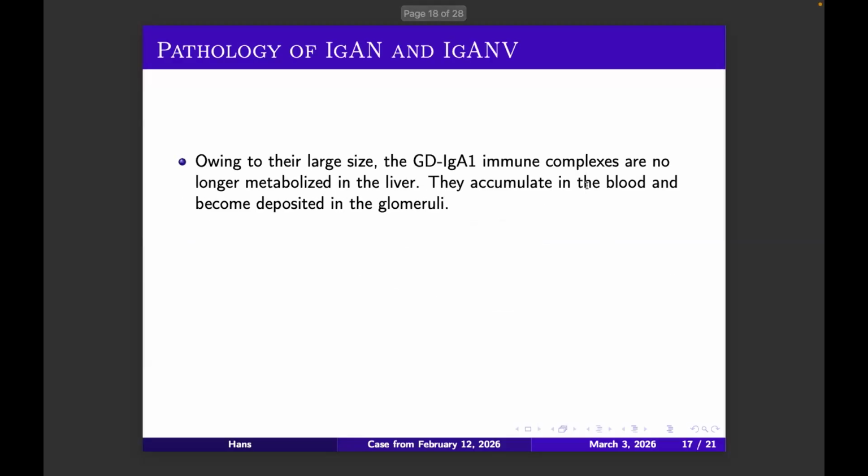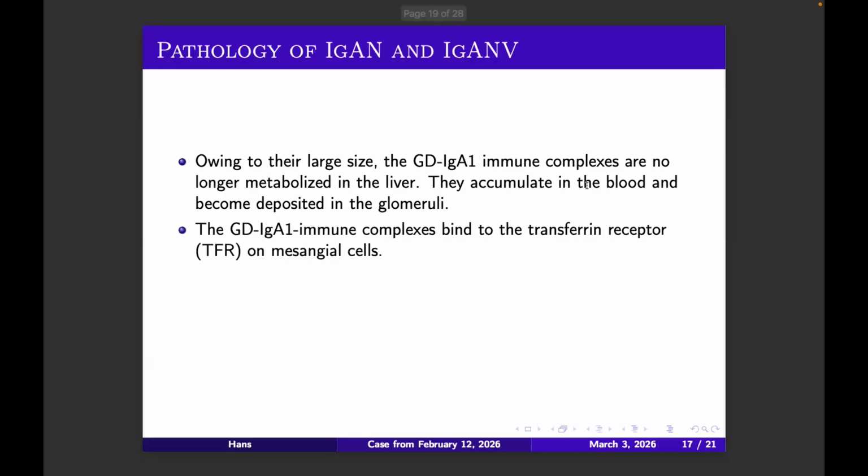And these anti-IgA1 antibodies, in the next step, can then cause IgA immune complexes in the body, which are so big that they are no longer metabolized in the liver. They accumulate and they are deposited in the glomeruli. And that would be IgA nephritis or IgA vascular nephritis. So we have those complexes now accumulating in the kidney.